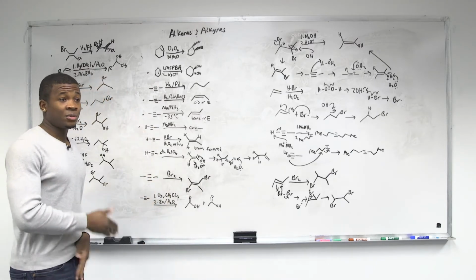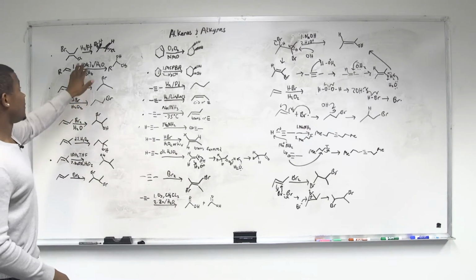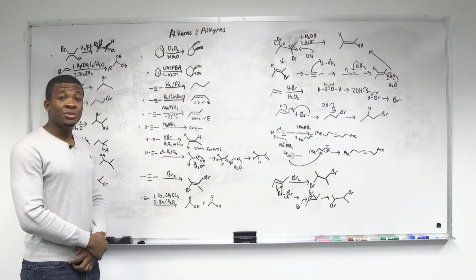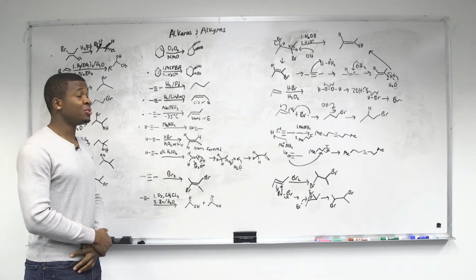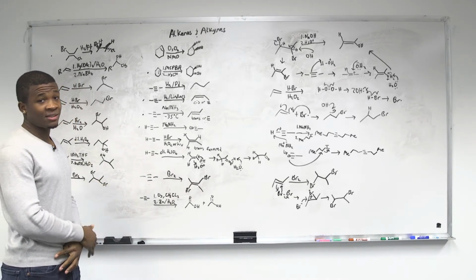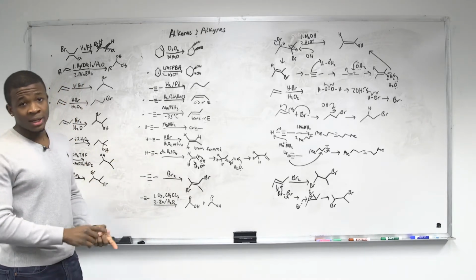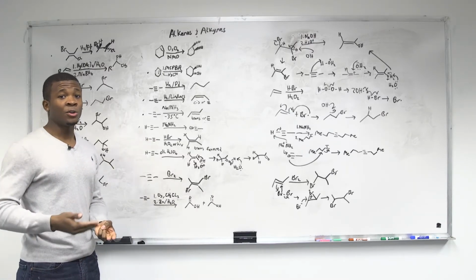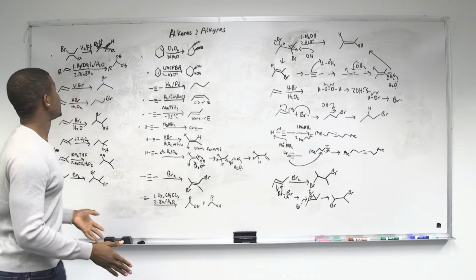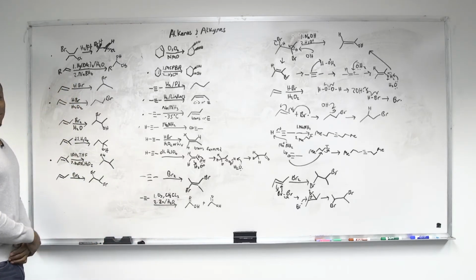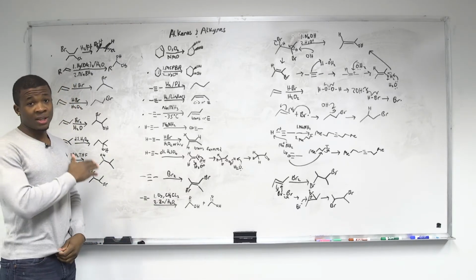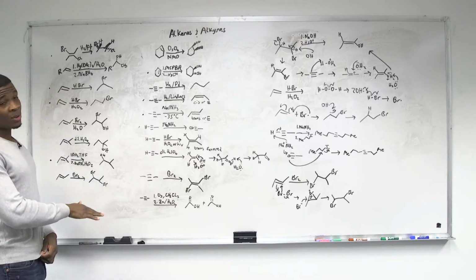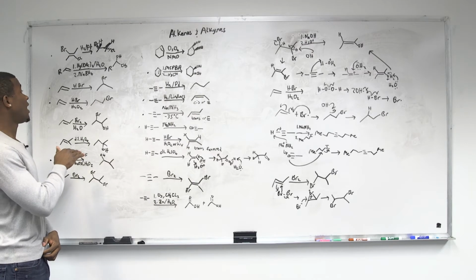Just going down the list with some of the reactions that you need to know. We have the first one, H2 over platinum. What this reaction does, it's a heavy reducing agent. It reduces alkenes, double bonds, and alkynes, triple bonds, all the way into alkanes, single bonds. Next up, we have mercury acetate, Hg over OAc2, over H2O, and then sodium borohydride.